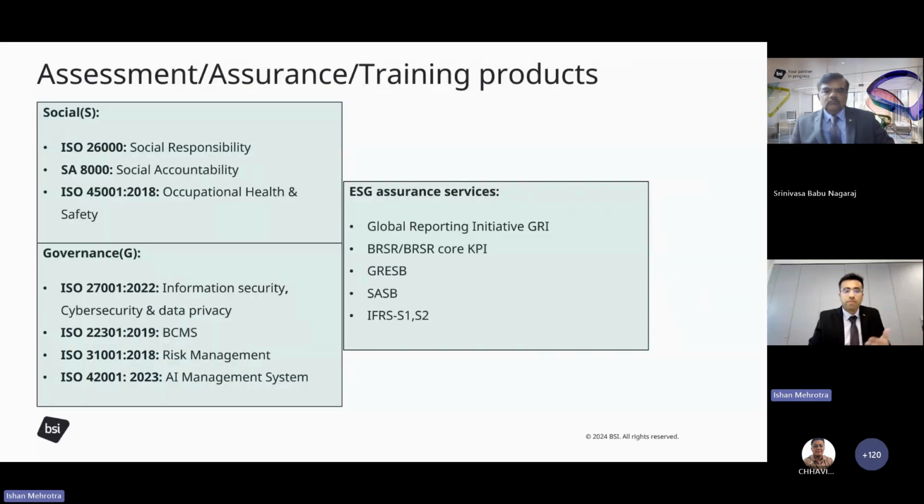Under the social, we have social responsibility SA 8000, and health and safety. Under governance, good governance includes information security 27001, AI management system, BCMS business continuity, risk management, 37001 anti-bribery, etc. And under ESG assurance, we provide trainings and assurance services on various reporting frameworks.